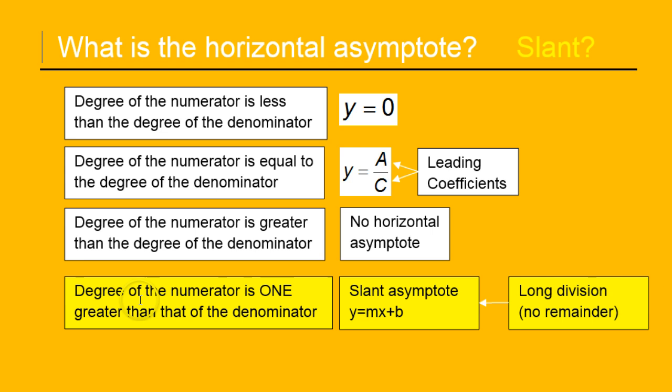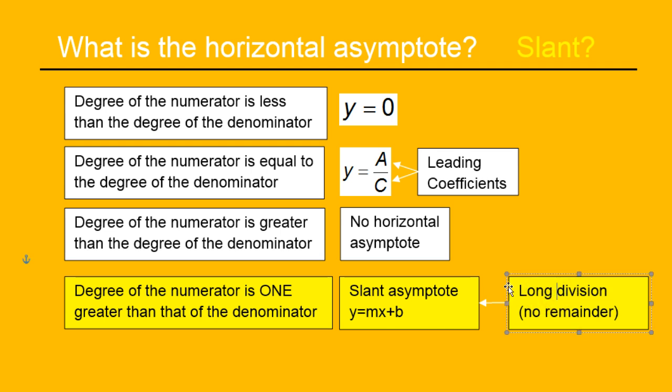Now, I've been mentioning to you that there was another possibility, and I always said I would tell you later what that was. Well, guess what? Today's the day. If the degree of the numerator is exactly 1 greater than the denominator, then yes, there's no horizontal asymptote. However, there will be a slant asymptote, a diagonal asymptote. And we will find that asymptote by doing division.